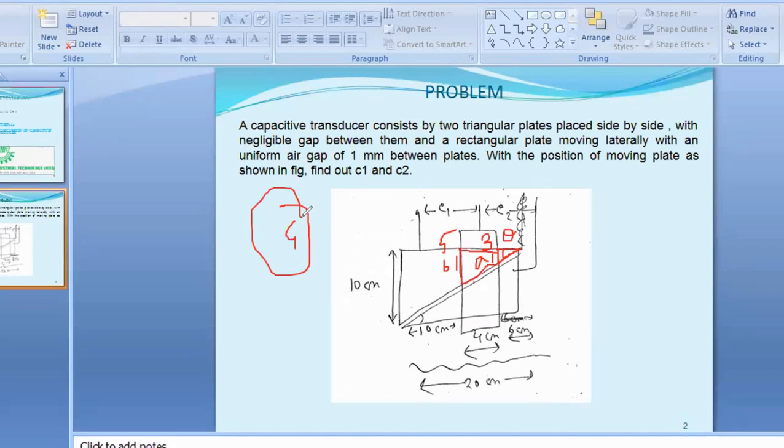This is an analytical problem. I will share with you 2-3 two-mark problems based on capacitive transducers in Google Classroom. You can practice them at home. So this problem, is it clear to you all? All of you have understood?